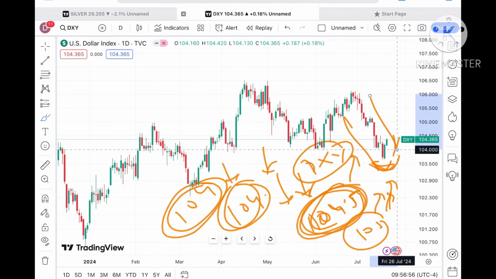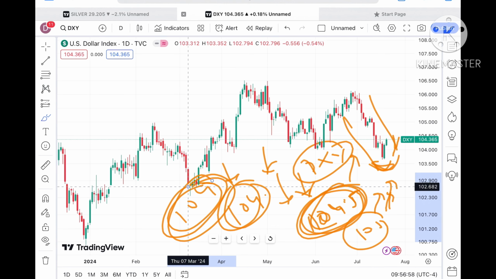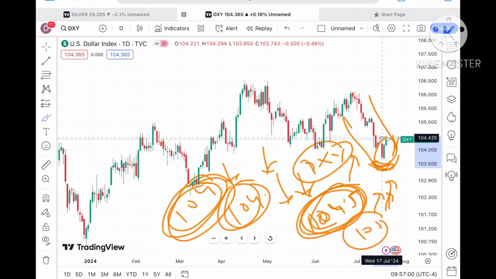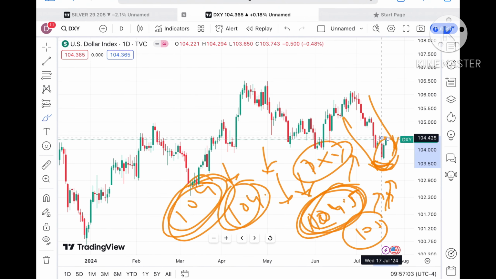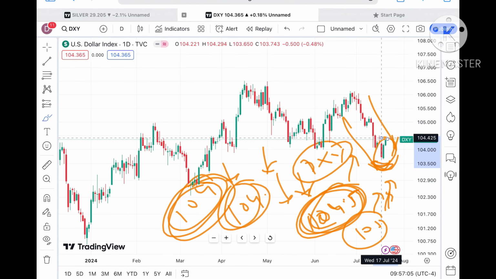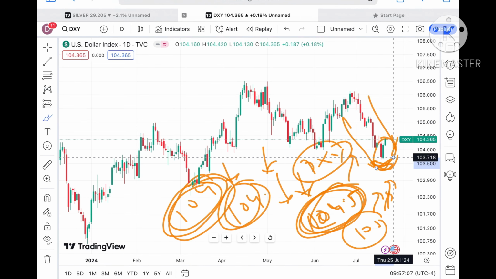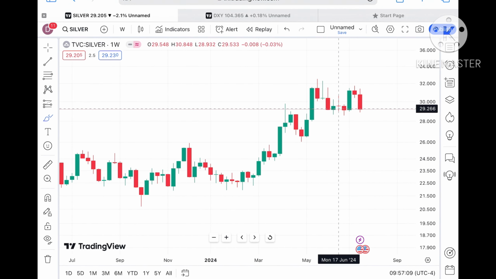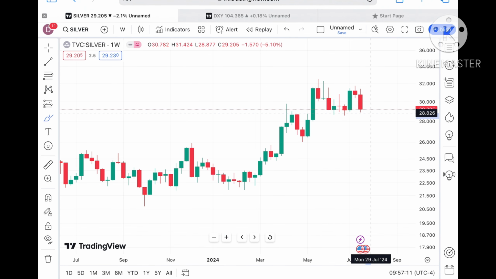The overall trend for the DXY dollar index is continuously on the downside, but for the last 2 days it has been on the higher side. So we can see there will be an upside if the price keeps moving above this level. Now coming back to the silver price, let's see if the price doesn't sustain.